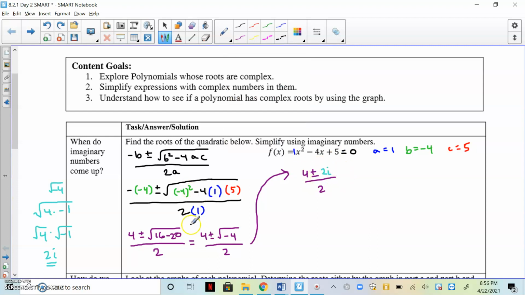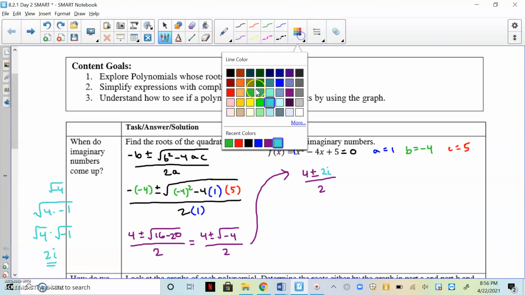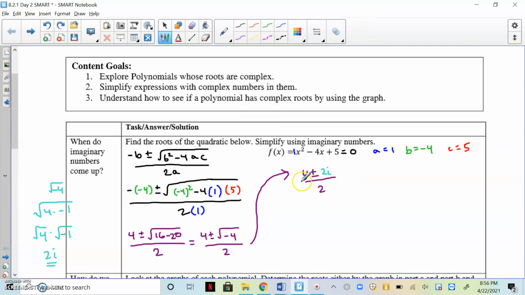This looks a lot better than that mess we started with, but we can go a little further. You hopefully noticed that both the 4 and the 2 up here are divisible by 2, so we'll go ahead and divide them by 2. So 4 divided by 2 gives us a 2, 2i divided by 2 gives us a 1i, so I'm just going to write i there.